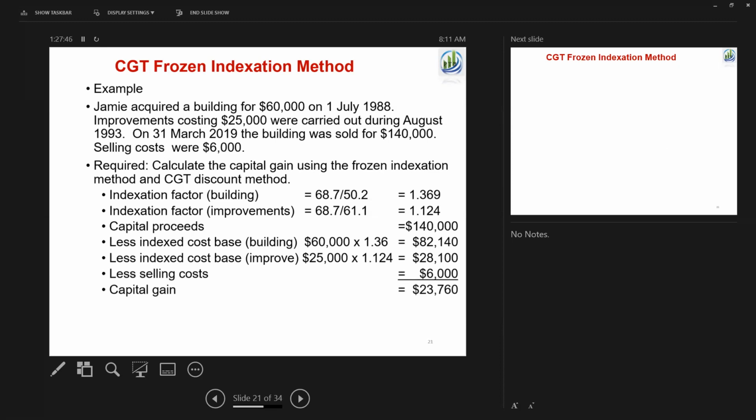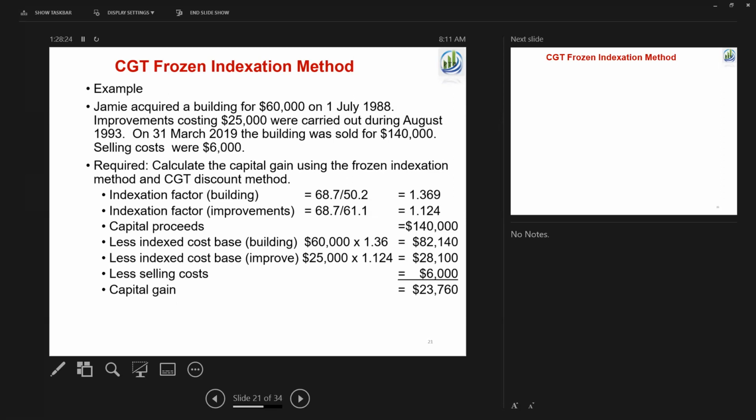For this one, which method would you prefer? That indexation method or discount method? How much does the indexation method give us as the capital gain? 23,760. If we use the discount method, how much is it? 140,000 capital proceeds, and your cost base 60 plus 25 plus 6, which is 91,000. 140 minus 91 is your capital gain, $49,000. If you apply 50 percent, 24,500.